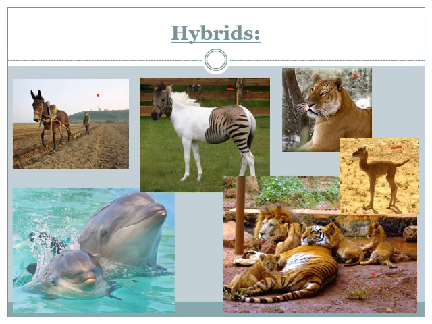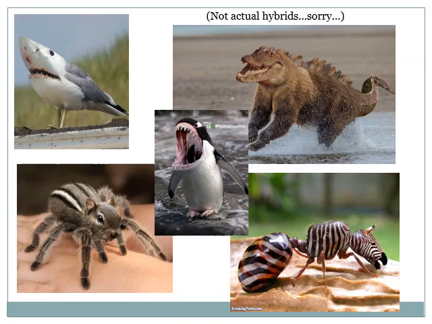Now, once again, these are considered two different species because they cannot mate. They cannot reproduce afterwards. All of their offspring are sterile. Now, these are not actually hybrids. I just wanted to toss this in here because I thought they look cool.